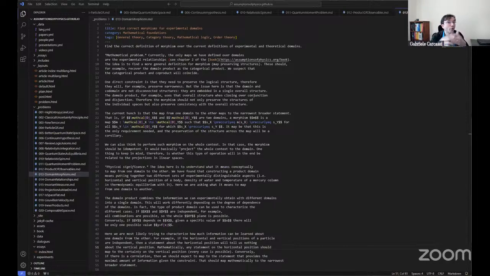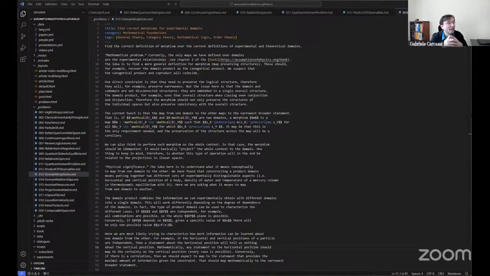And I don't have a morphism instead for that it's more general, where things maybe are related or there is some relationship, but not a full causal relation. And so the idea is to find a more general definition for morphisms, math-preserving structure. This should recover, for example, the domain product is a categorical product, and we suspect the categorical product and the co-product will coincide. This is something that is a conjecture in this space. One direct constraint is that they need to preserve logical structure.